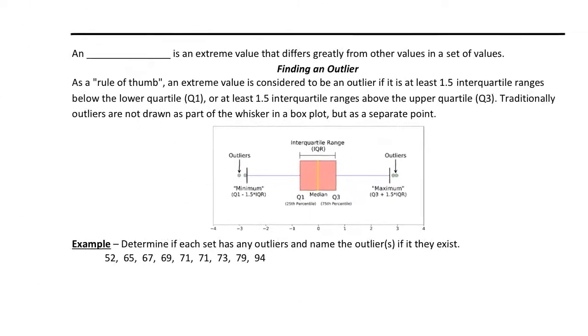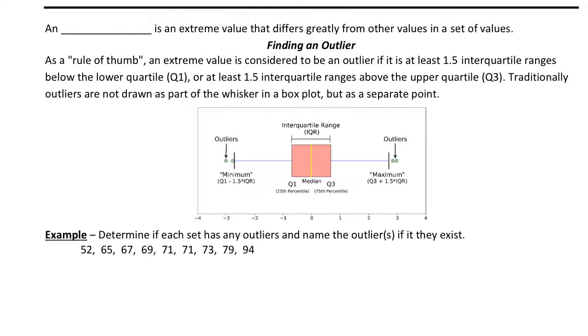For our last part in 1.2, we're going to focus on finding an outlier. An outlier is any extreme value that differs greatly from other values in your set. As a rule of thumb, it's usually 1.5 times the interquartile range away from the upper and lower quartiles. That's a real technical wording of it. Let me just show you what it means.